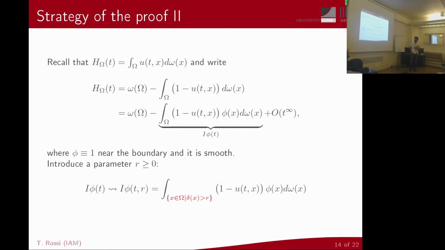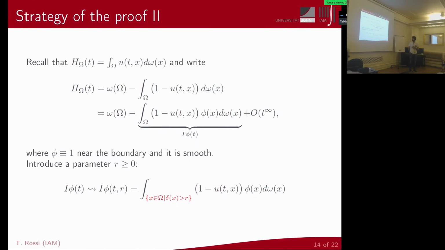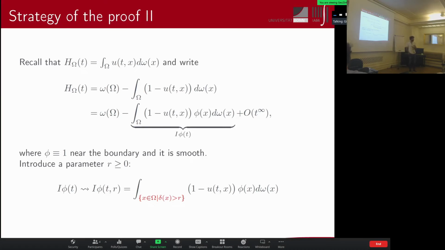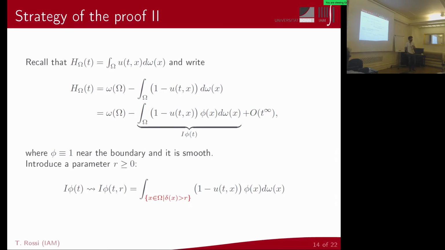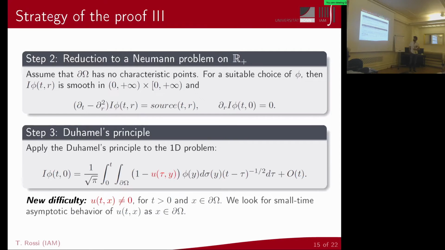And the main advantage is that if we introduce a parameter r and we replace the set of integration in I_φ(t, Ω) with the upper level set of the distance function, now this function, depending on these two parameters t and r, satisfies a one-dimensional Neumann problem on the half line. Before giving you the precise statement, let me just remark that if we set r equals 0, then this reduces to the set Ω, and so we end up with I_φ(t). So in this sense, if we are able to compute the asymptotics of I_φ(t, 0), we are done.